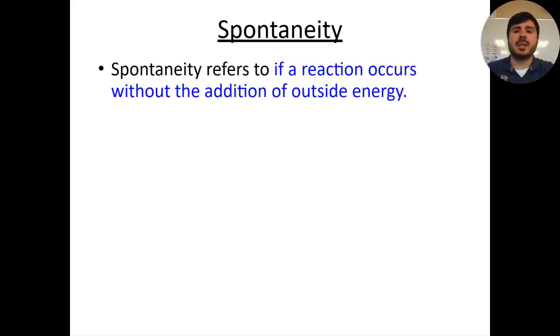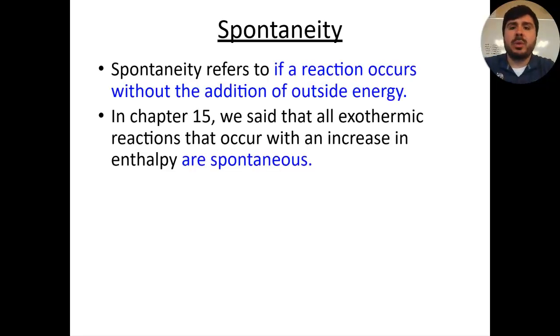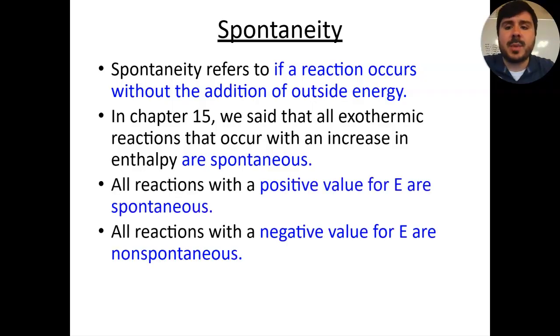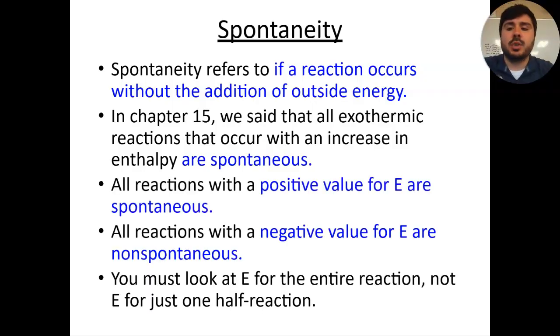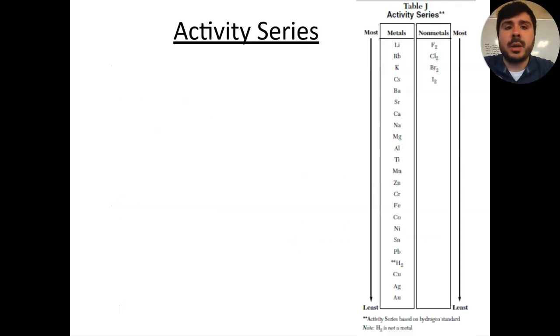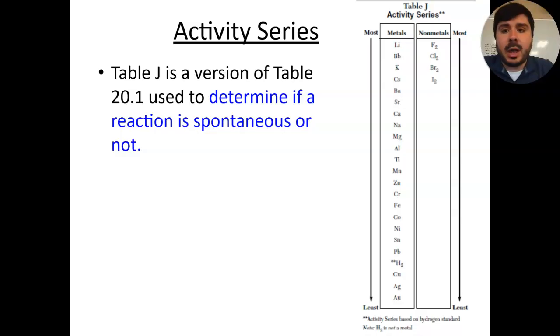Lastly, here is our concept on spontaneity. We don't really want to spend too much time on this idea of spontaneity because what we're going to actually end up doing is taking a really nice look at another piece of a reference table that is this guy right here, right? Activity series, which is called our table J here in our reference table. So table J is a pretty great one. What it allows us to do is determine if a reaction is going to happen spontaneously or not, right? So table J is used to determine if a reaction is spontaneous or not.